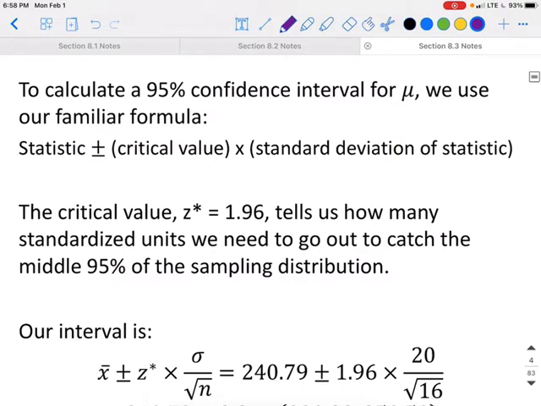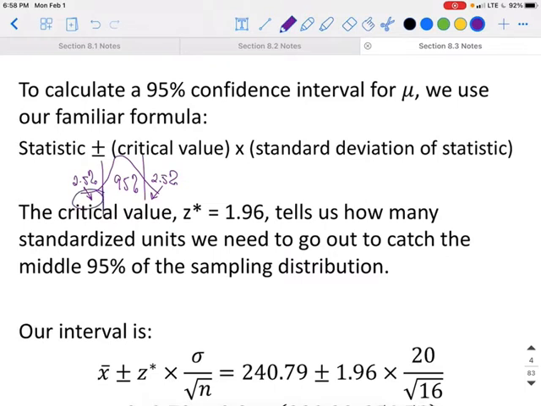To calculate a 95% confidence interval for mu, we use our familiar formula of the statistic plus or minus the critical value times the standard deviation of that statistic. Because we are doing a 95% confidence interval, our z-star value would be 1.96. Remember to get this, we know that 95% of the data falls within the center, so that's going to leave us 5% for the two tails, or 2.5% on the left and 2.5% on the right.